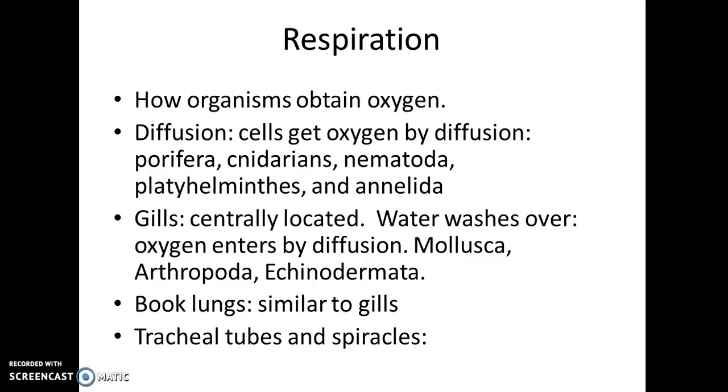Book lungs are similar to gills, but they're found in arachnids, right? They're internal gills, and tracheal tubes and spiracles are actually tubes that go from the outside to the cells in the inside, and the spiracles are the holes that the oxygen will enter.